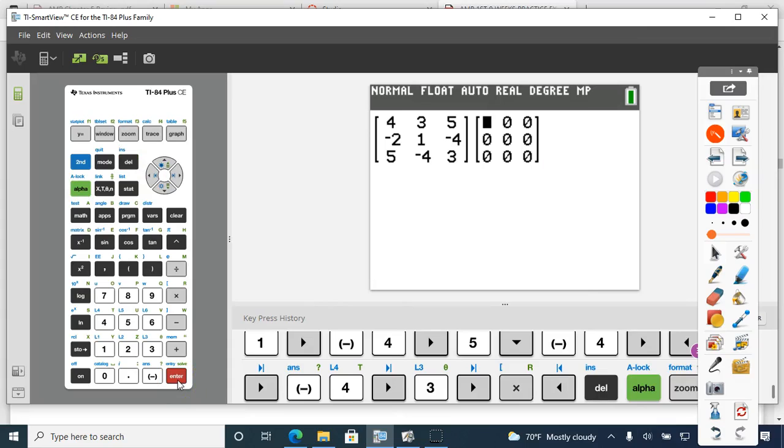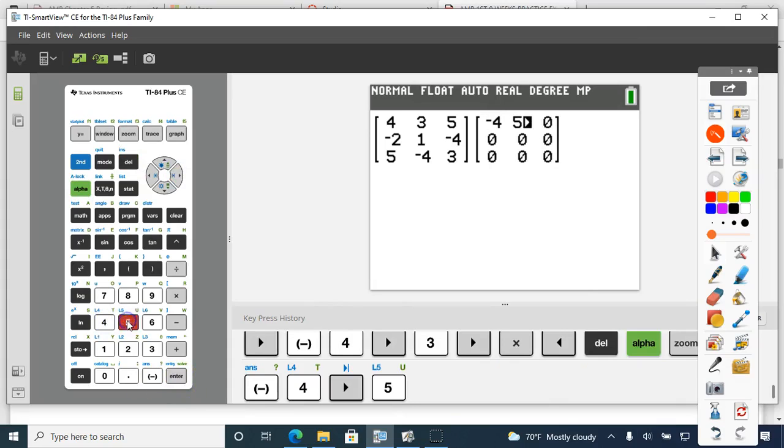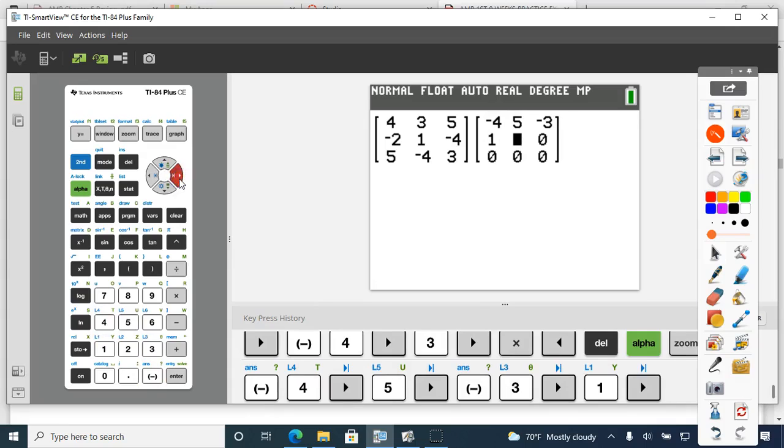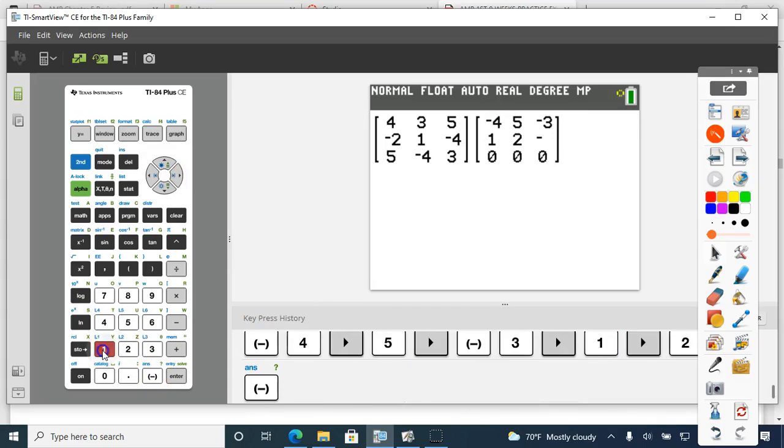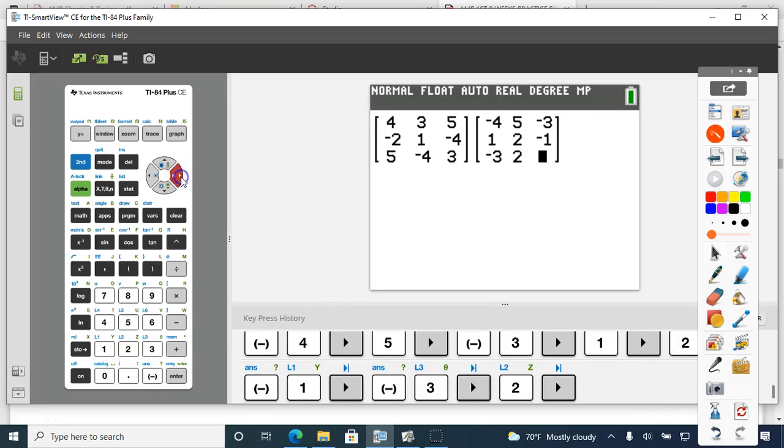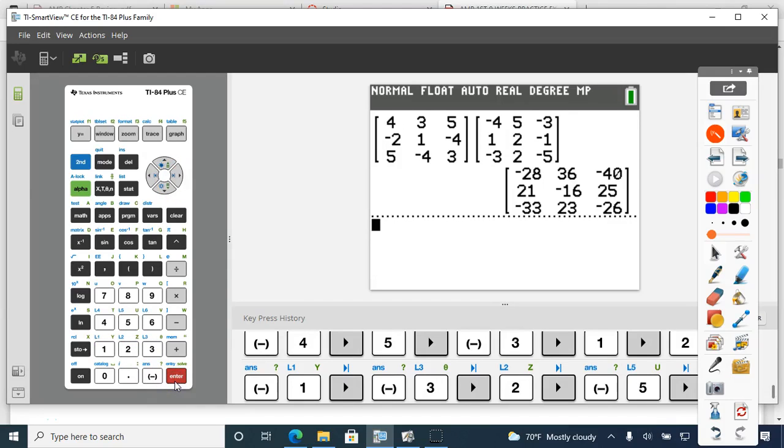A now is what I'm plugging in. -4 arrow, 5 arrow, -3 arrow, and the second row is 1, 2, and -1. And then the third row is -3 arrow, 2 arrow, and -5 arrow. And now you just hit enter, and it gives you the answer. As you can see, -28 is what we got. It's also what they get. So that answer is C.